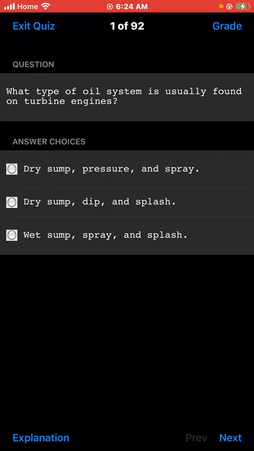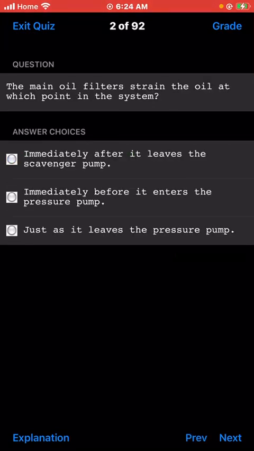Where are sludge chambers, when used in aircraft engine lubrication systems, usually located? In the crankshaft throw. What type of oil system is usually found in turbine engines? Dry sump, pressure, and spray.